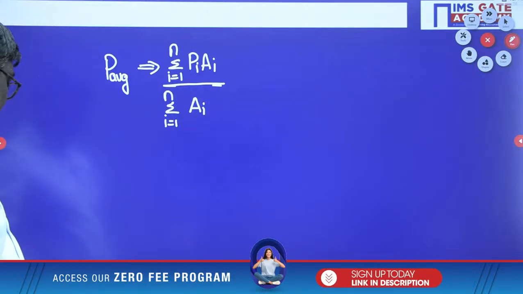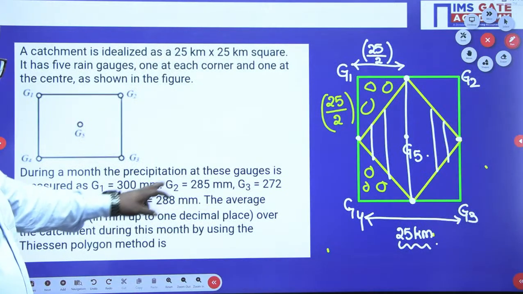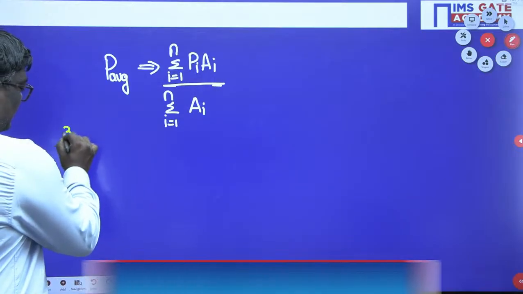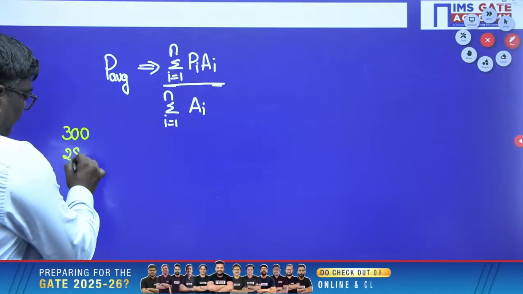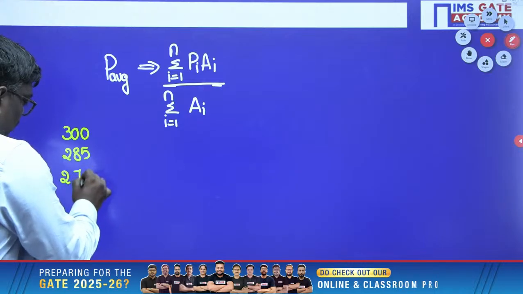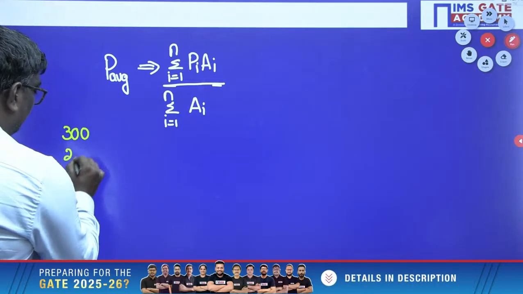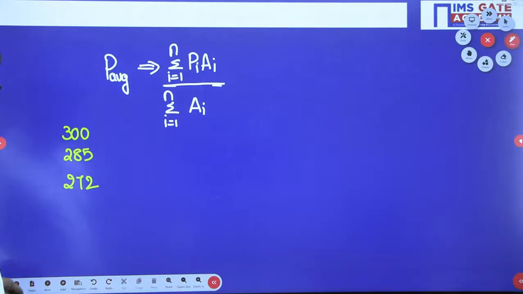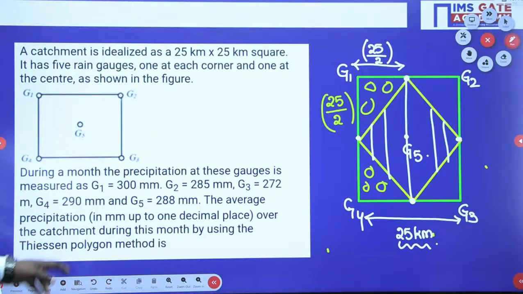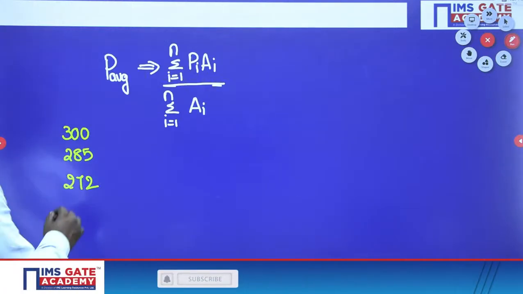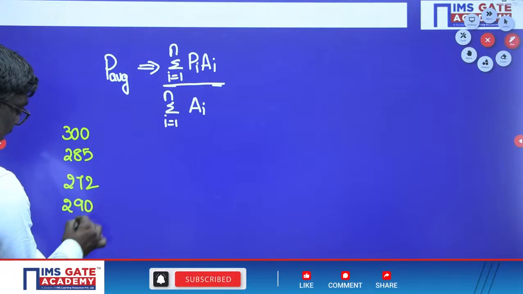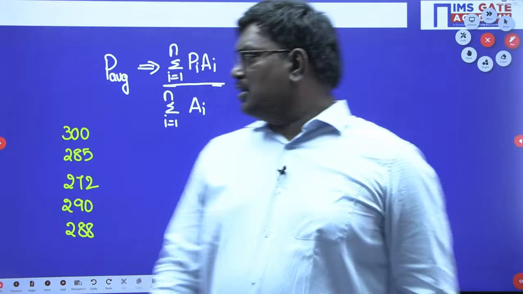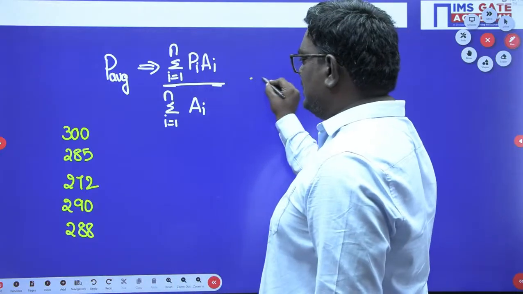Now, what are the gauges, sir? Let me write you the gauges. 300, 285, 272, because we should write, no? I hope you are following, sir. And we have 290 and 288 mm. Now, see students, we already know areas are same.